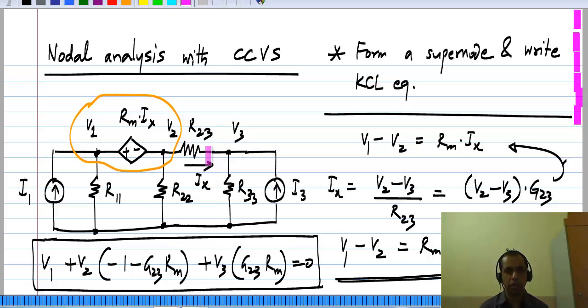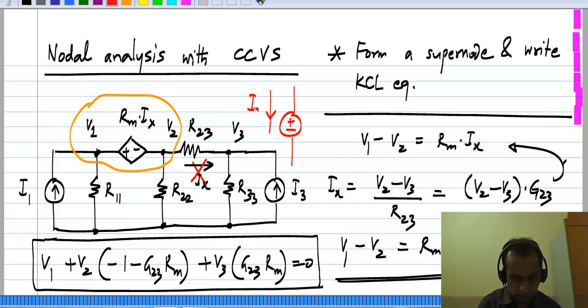Now there is a particular case which I have not considered. Let's say that we had a slightly different circuit and Ix was not over there, but Ix was through another voltage source. It could be a dependent voltage source or it could be an independent voltage source. What I am saying is we have a current controlled voltage source over there and the voltage depends on a particular current. That current itself is not current through a resistor, but current through a voltage source, whether it's controlled or independent.